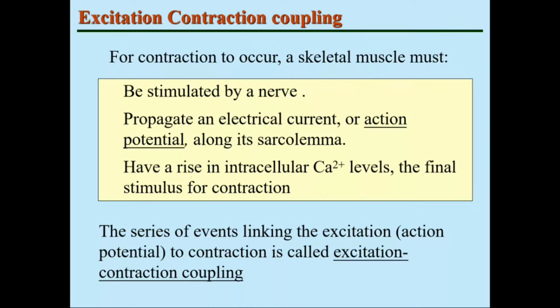Right. So, if muscle has to contract, it has to be stimulated. Propagation of electrical current or action potential should spread along the sarcolemma. There should be a rise in intracellular calcium, and that will be the final stimulus for contraction. So this series of events linking the excitation with the contraction is called excitation contraction coupling.